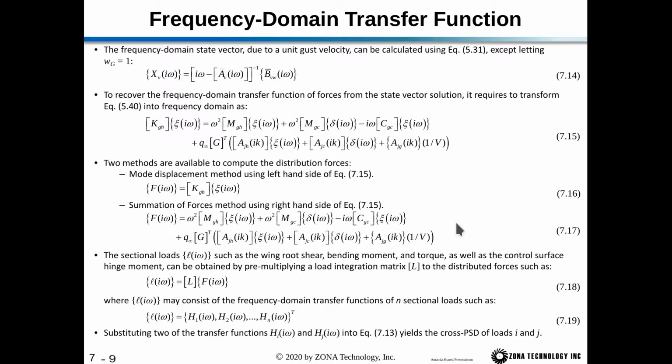Now the sectional loads, L of i omega, such as the wing root shear, bending moment, and torque, as well as the control surface hinge moment, can be obtained by pre-multiplying a load integration matrix L to the distributed forces. So L times F of i omega gives us the script L of i omega. And this script L may consist of the frequency domain transfer functions of N sectional loads. Substituting two of the transfer functions, Hi and Hj, into equation 7.13 from the previous slide yields the cross PSD of loads i and j.